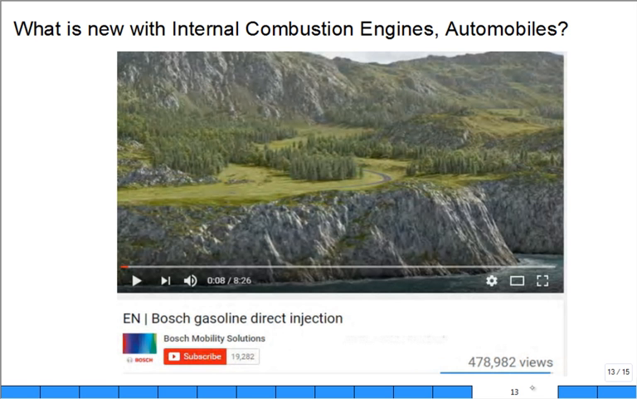This is an excellent video because, what's new in internal combustion engines and automobiles? This video, put out by Bosch, so it's very commercial, talks about gasoline direct injection. Actually having a fuel injector in the combustion chamber and not a fuel injector in the intake manifold or throttle body, or even what we used to have as carburetors. In this video they say by 2020, about half of the new vehicles put out will be gasoline direct injection. So a lot of things are still changing.